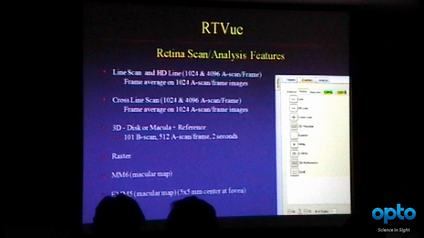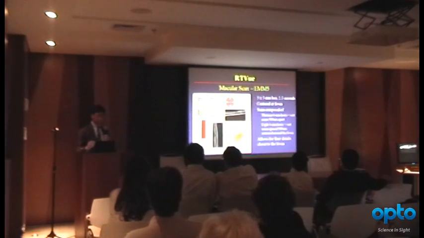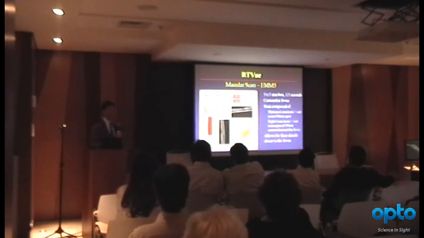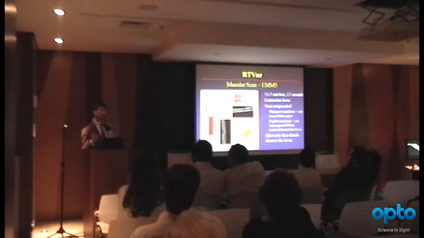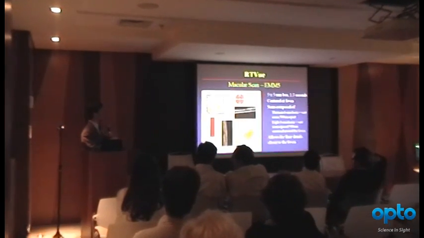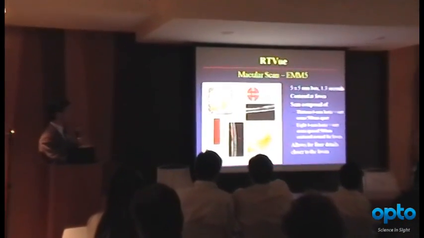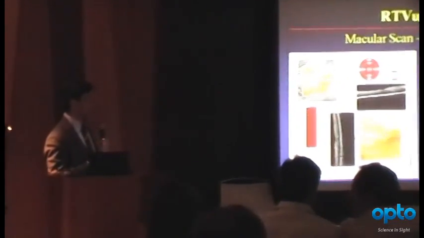So these are, again, the retinal scans that are available. The EMM5 is a raster scan of the macula. It's a 5 by 5 millimeter box, and this is a little different than the Stratus. Remember, the Stratus had a circular macular map. This is a square macular map because it's a raster scan.